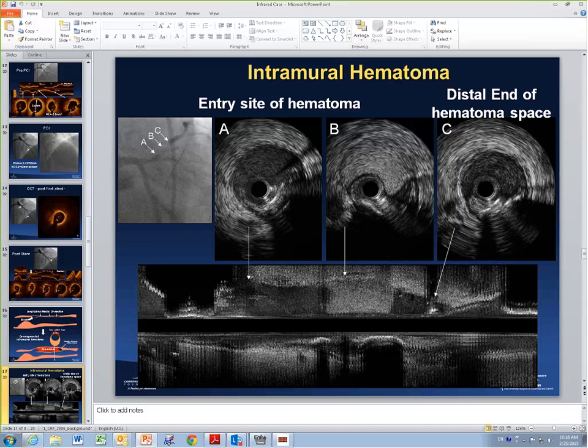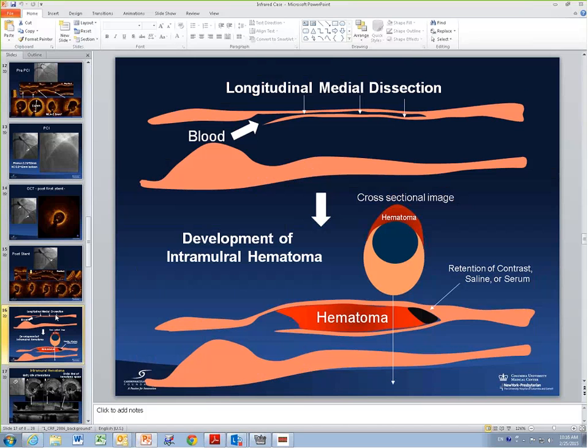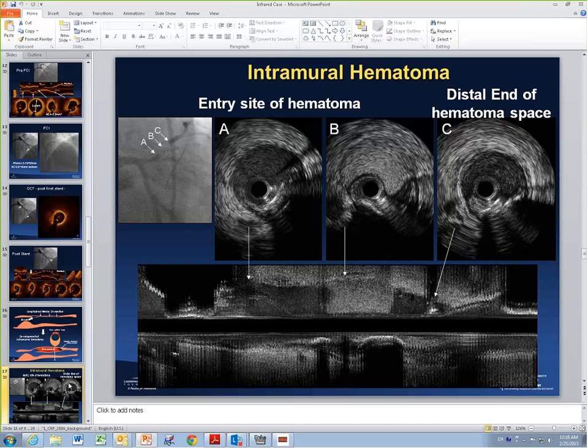Sorry. Yeah, so this is pushing to the lumen, right? Mm-hmm. And usually when you see the hematoma, if you go to the proximal or distal side, you will see the entry site. So that is here. Mm-hmm. This is clearly a media dissection like this, and then blood going this way, and longitudinally going this way, and then blood accumulating here. So the picture is like this. And this is a clear picture. It's very easy to understand by eye.